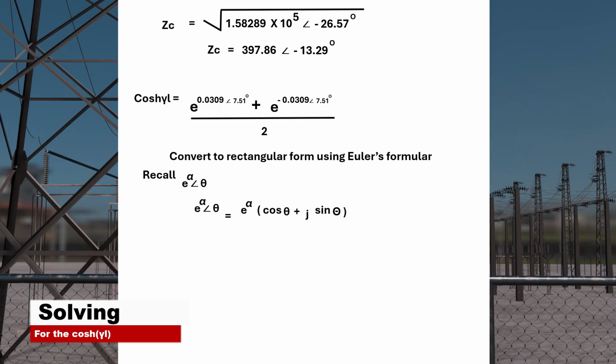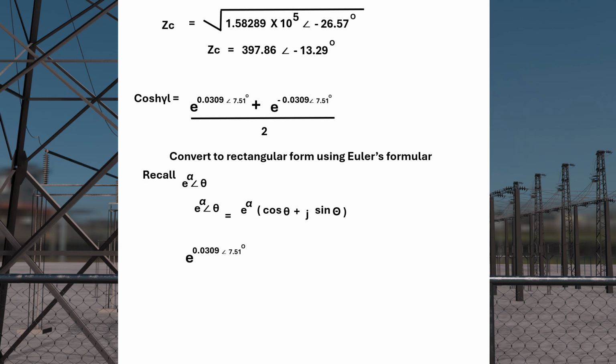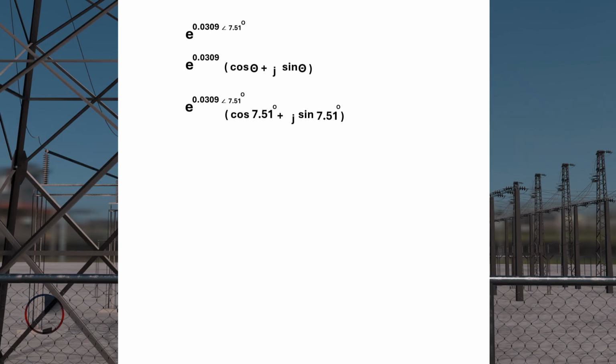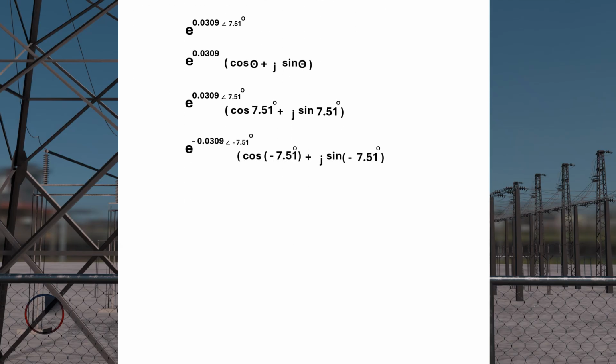Now applying this, e raised to power 0.0309 at an angle of 7.51 degrees becomes e raised to power 0.0309 times cos 7.51 degrees plus j sine 7.51 degrees. Similarly, e raised to power minus 0.0309 at an angle of 7.51 degrees becomes e raised to power minus 0.0309 times cos minus 7.51 degrees plus j sine minus 7.51 degrees.